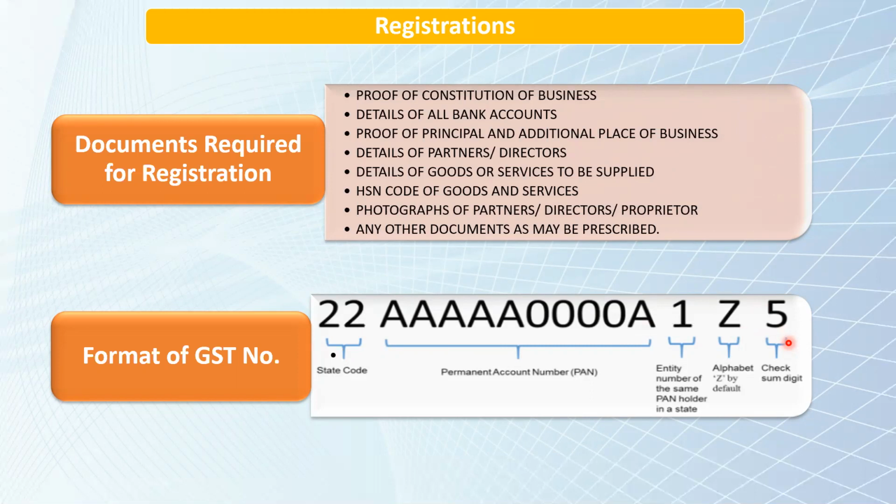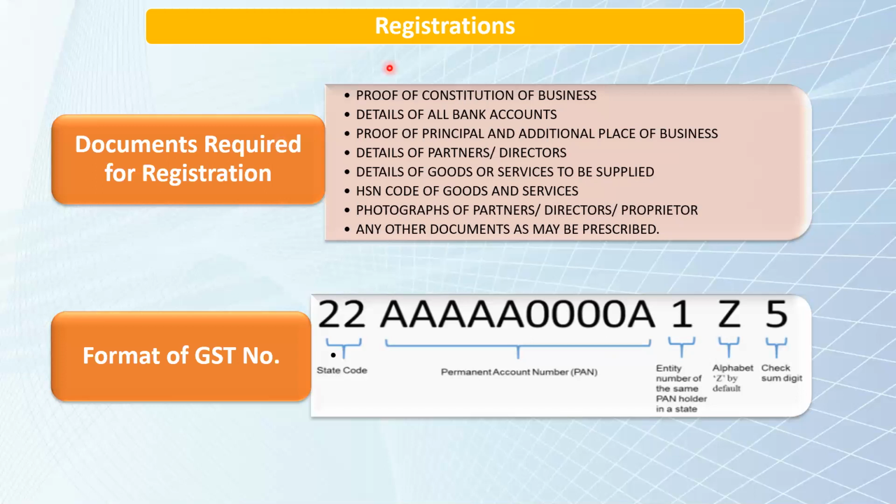Now, what are the documents required to get the registration? First of all, GST registration is 100% online. We can get it by visiting the GST site, uploading the required details, and filling the form REG 01. We will discuss this later, maybe in this lecture or in the next lecture.